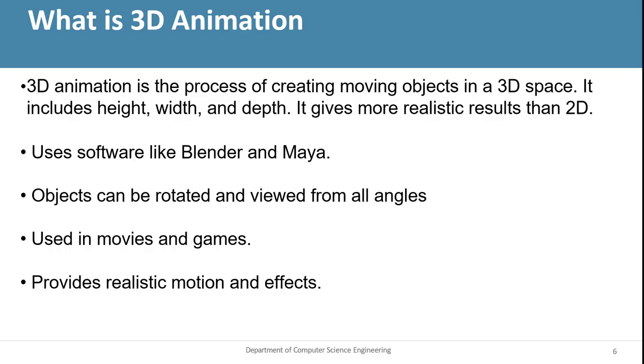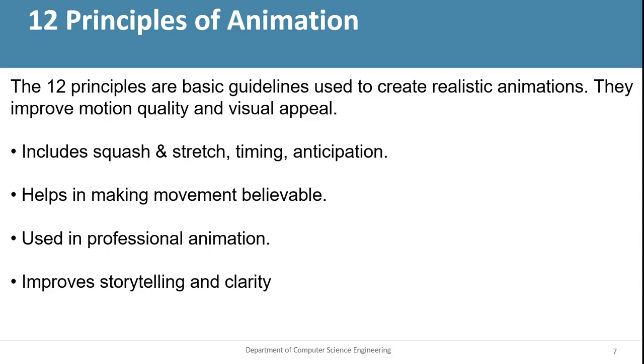What is 3D animation? 3D animation is the process of creating moving objects in a 3D space. It includes height, width, and depth. It gives more realistic results than 2D. Uses software like Blender and Maya. Objects can be rotated and viewed from all angles. Used in movies and games. Provides realistic motion and effects.